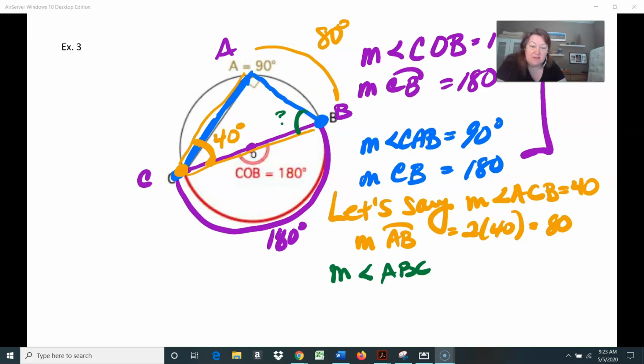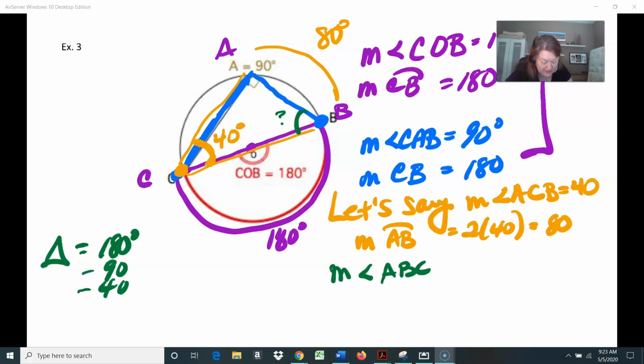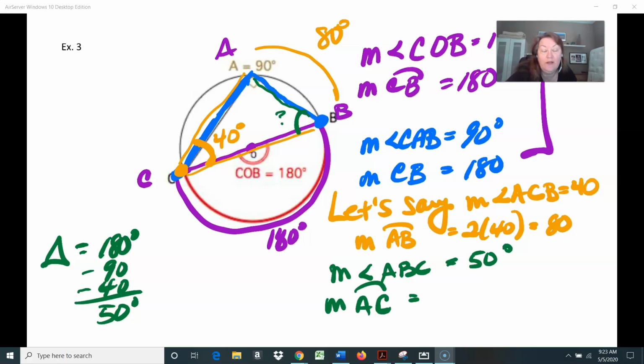Okay, so the measure of this one, let's see how much is left in that triangle. We still know that triangles have to add up to 180, and we've already used up 90 and 40. So if I subtract 90 and I subtract 40, I'm going to get 50 left over. So I know that the angle is equal to 50 degrees. Well, then how much is its intercepted arc? If I take this one and follow it all the way out, the arc AC is going to be equal to 25, 50, or 100. Which one?